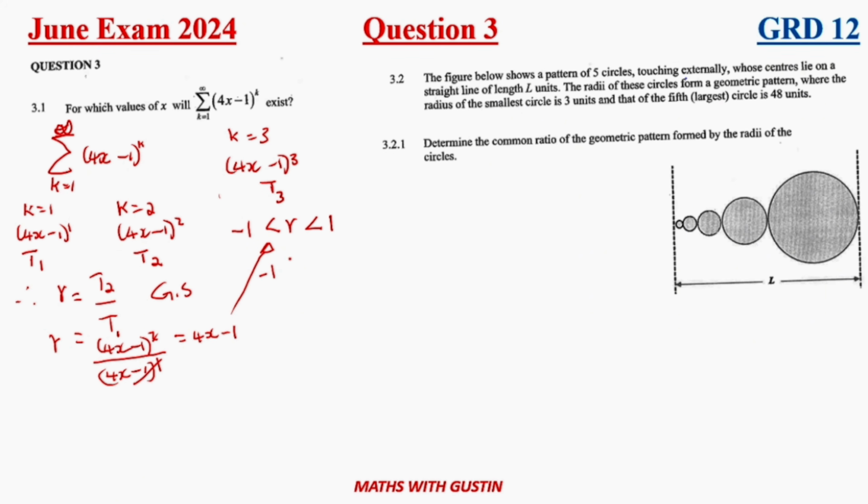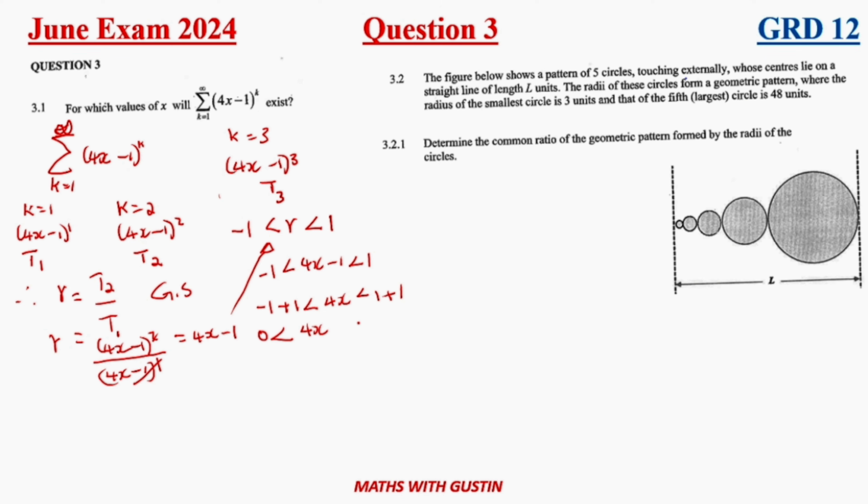So it's going to be negative 1 less than 4x minus 1, less than 1. Therefore what you do on the left, you do on the right. So you're going to take negative 1 to this side. It's going to be negative 1 plus 1 less than 4x, and then you take 1 that side, 1 plus 1. So in this case here it is going to be 0 less than 4x, not greater or equal to, I made a mistake here.